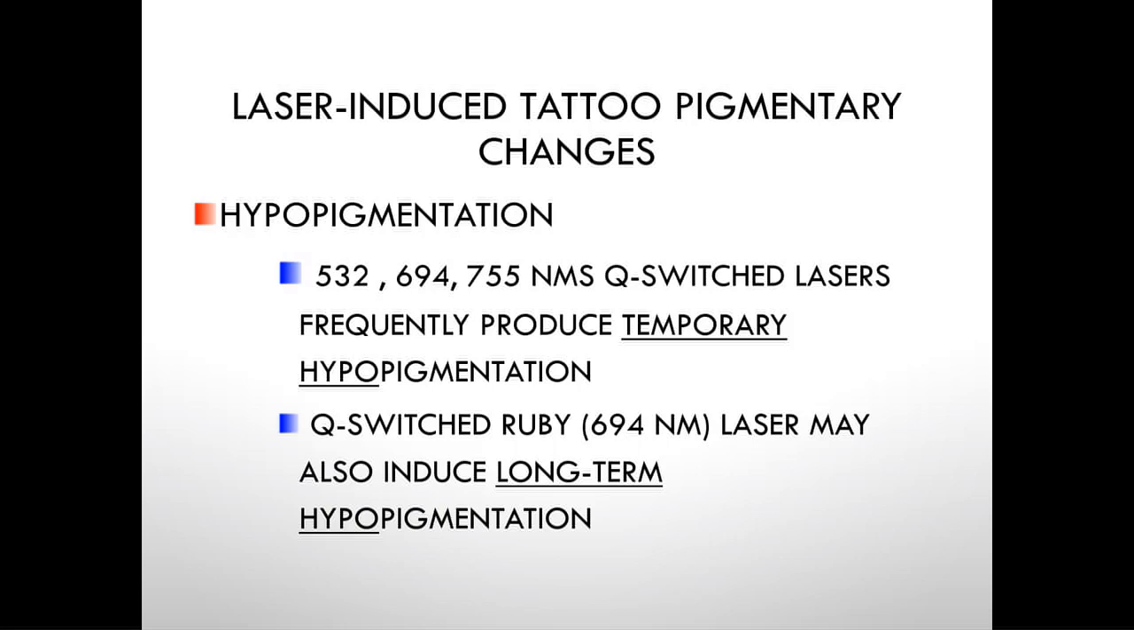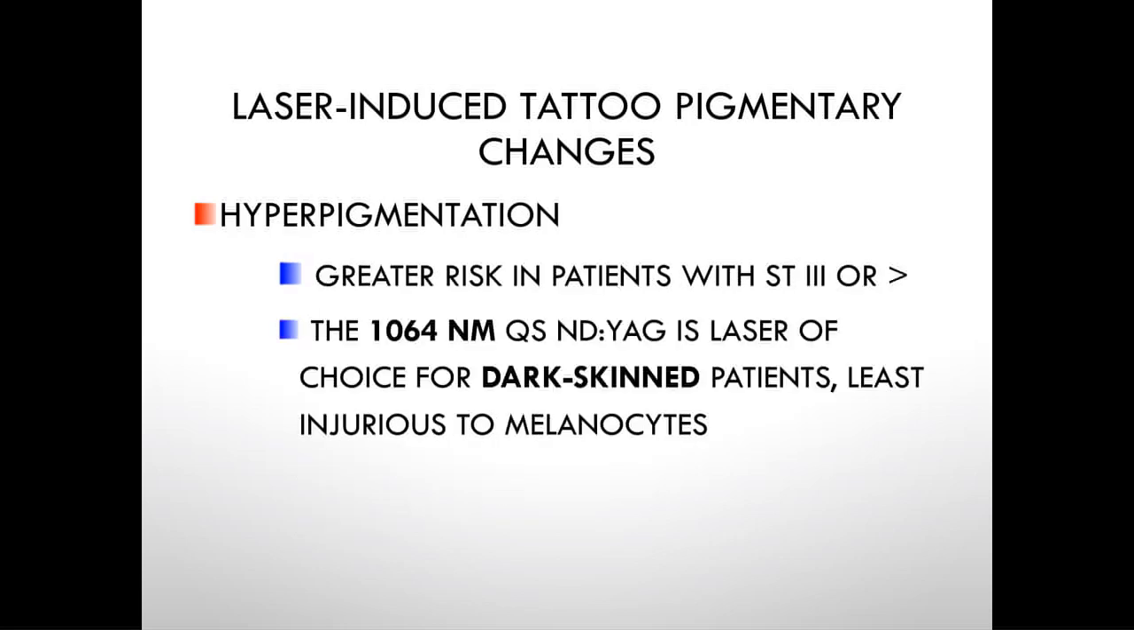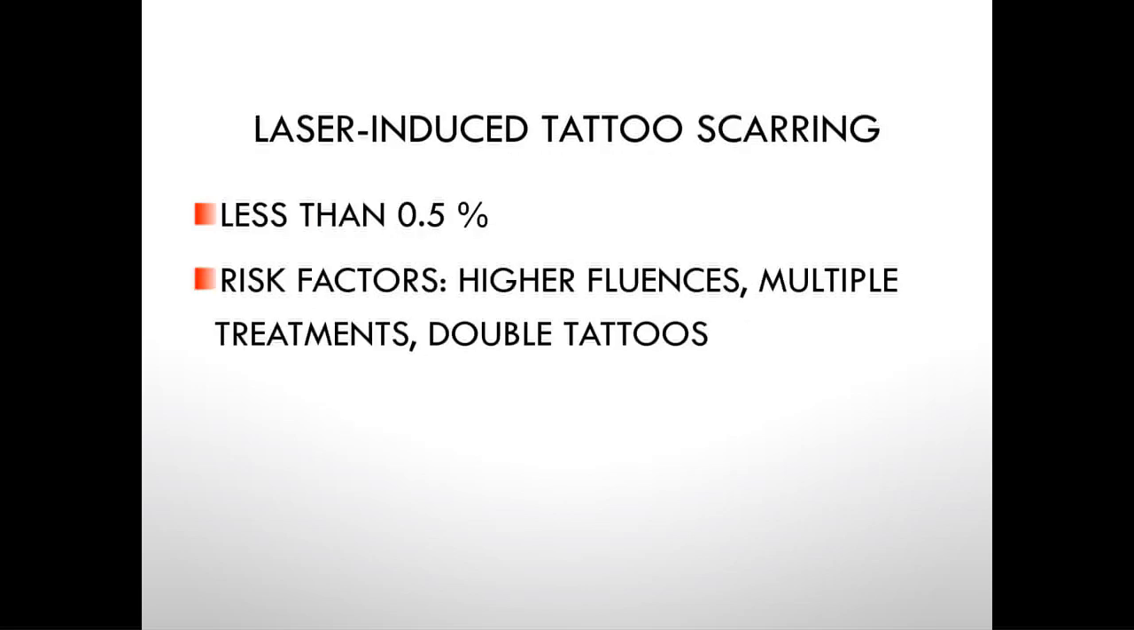Hyperpigmentation can occur with all Q-switch lasers. Usually it's temporary, but it can be long-term. So in hyperpigmentation, the greater risk is in patients with skin type 3 or more, and they use the 1064 nanometer Q-switch Nd:YAG, which is the laser of choice for dark-skinned patients and least injurious to melanocytes.